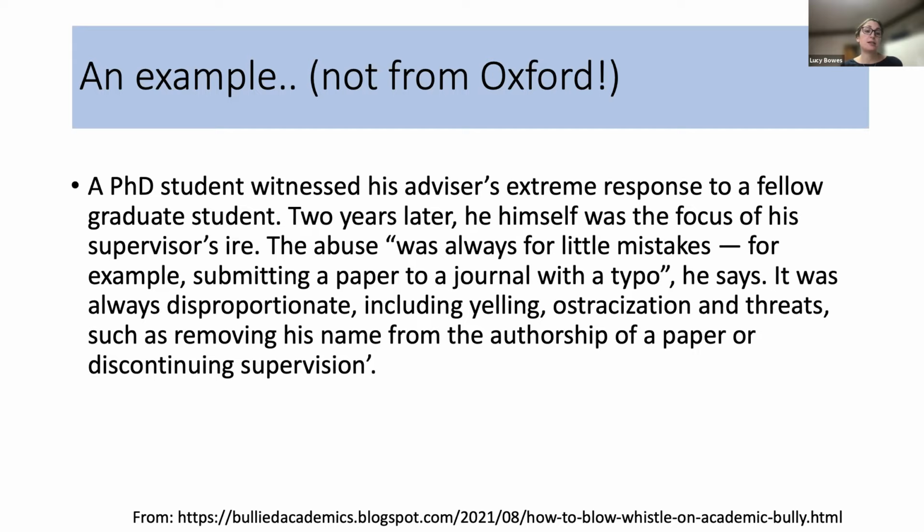The abuse was always for little mistakes. For example, submitting a paper to a journal with a typo, he says. It was always disproportionate, including yelling, ostracization, and threats, such as removing his name from the authorship of a paper or discontinuing supervision. So here we have quite clear examples of an abuse of power, of negative and intentional harm. But it's not necessarily always so clear cut.